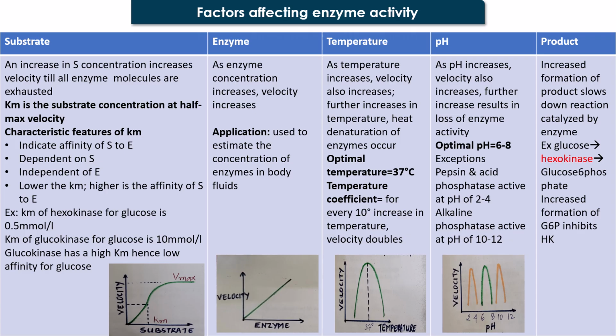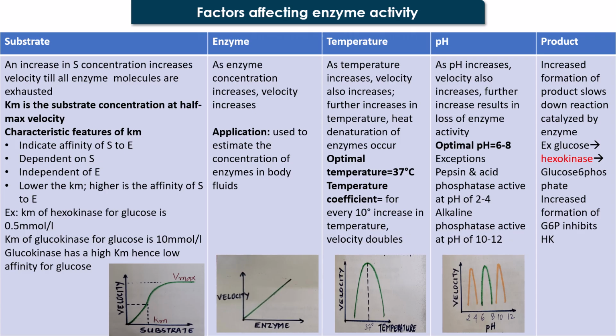Now there is temperature coefficient, and this indicates that for every 10-degree increase in temperature, the velocity of the reaction doubles. The next factor is pH. As pH increases, velocity also increases, but further increase in pH results in loss of enzyme activity. The optimal pH at which most of the enzymes of our body are active is in the range between 6 to 8. There are a couple of exceptions to this. Pepsin and acid phosphatase are active at a pH of 2 to 4, and alkaline phosphatase is active around pH 10 to 12.